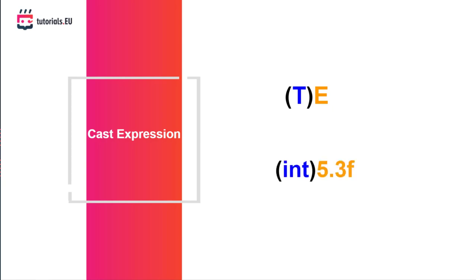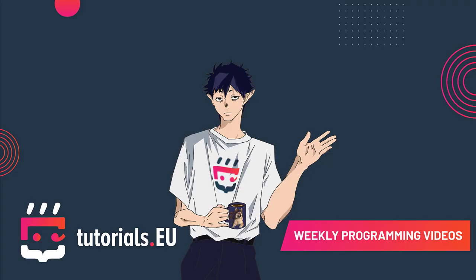A cast expression of the following form performs an explicit conversion from type E to type T. For example, we can cast a float number and convert it into an integer like so. There are many cases where we might need to do a casting like that, for example, to get rid of the floating points. But before we see it in action, let's visit the documentation first.